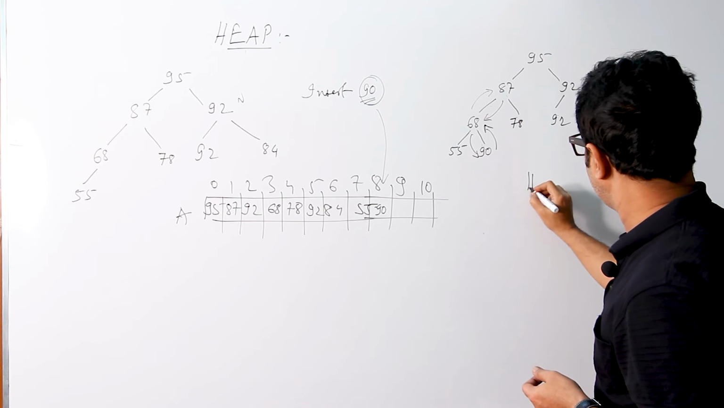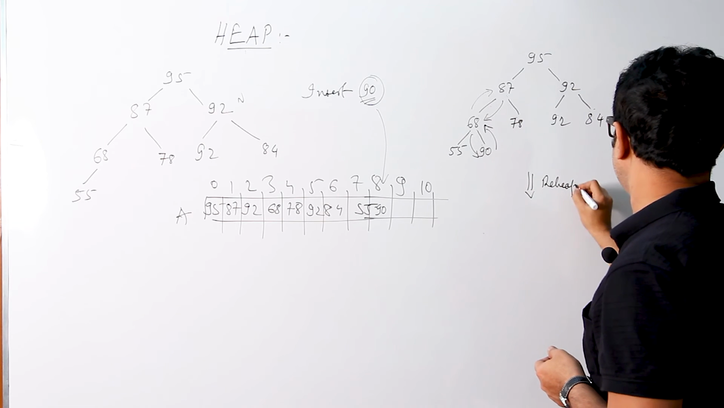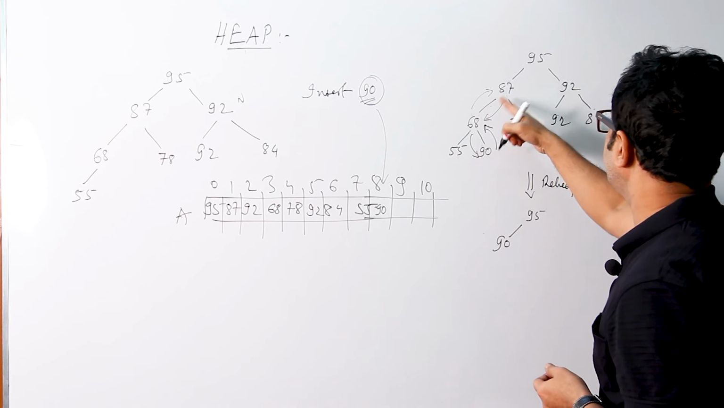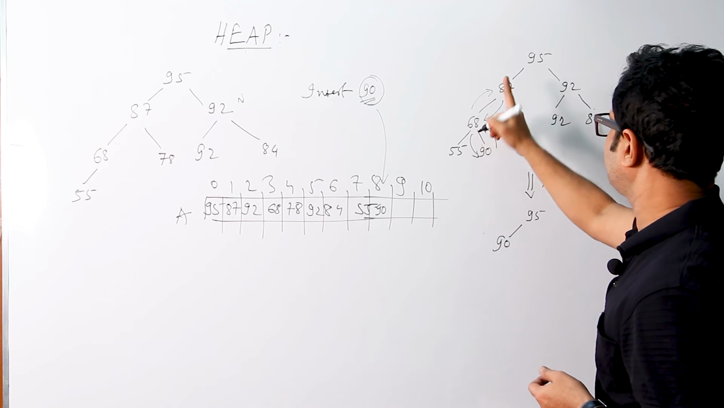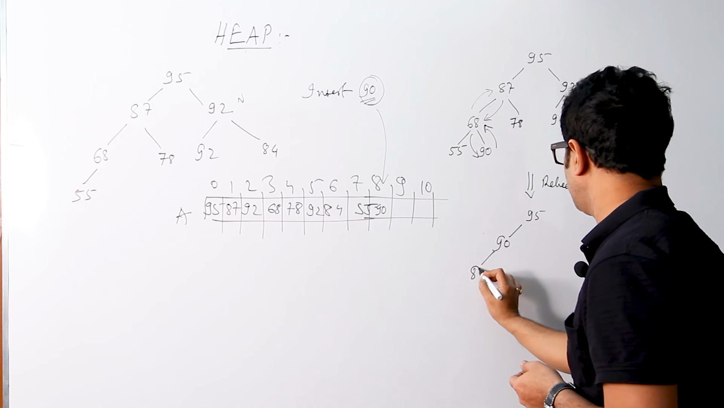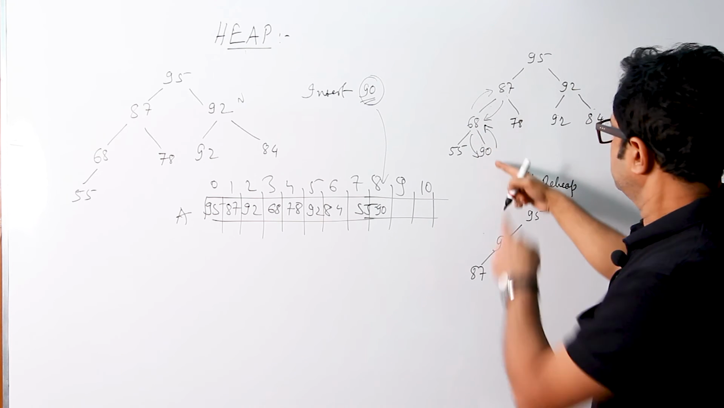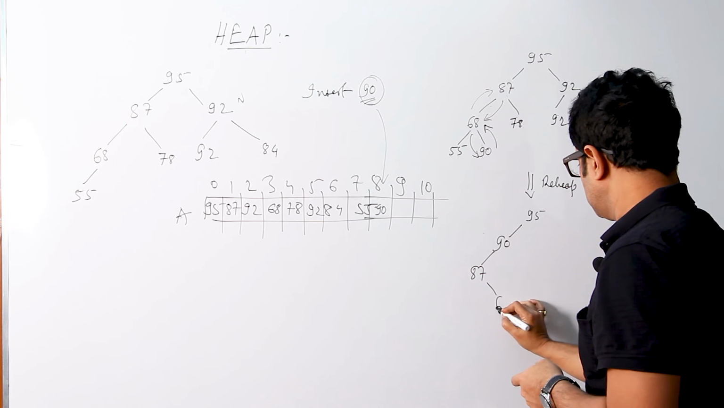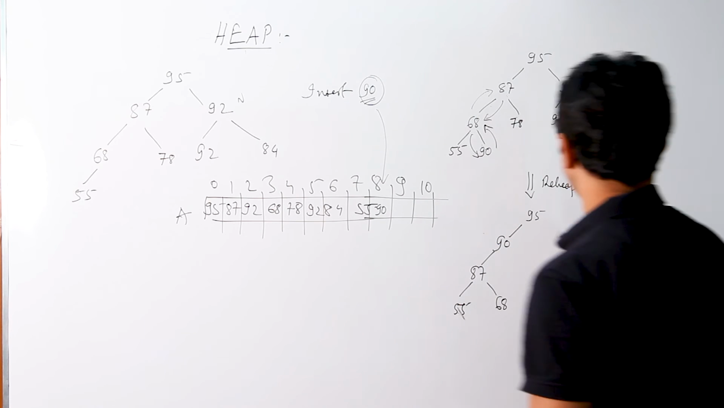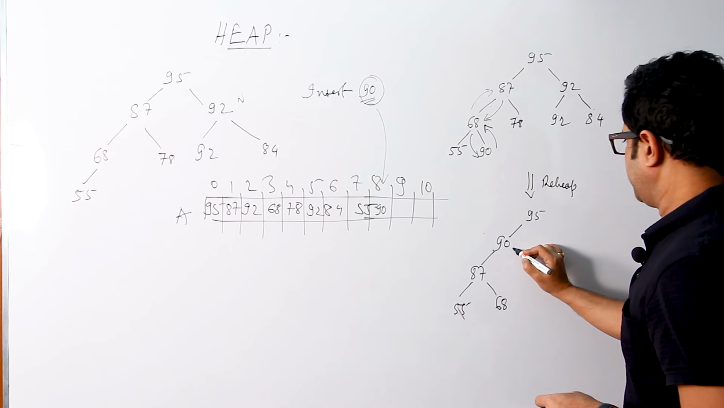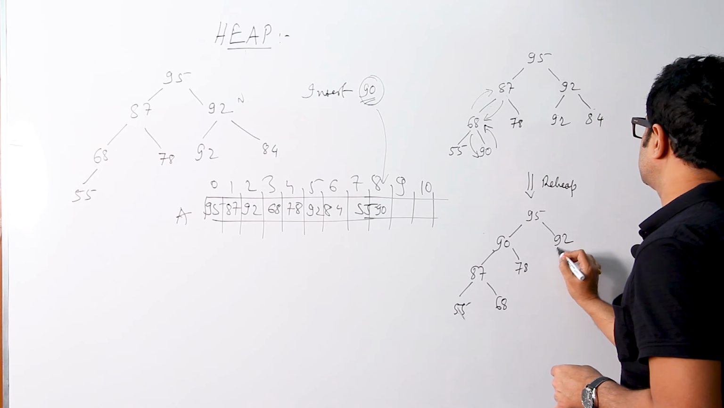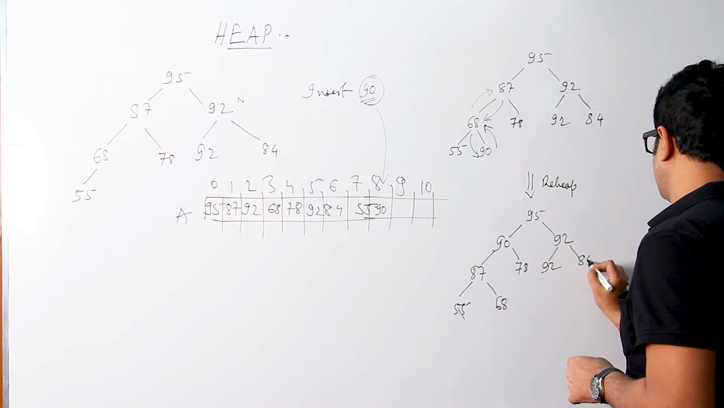So if we just reheap, we will see what happens. 95 remains over here, 90 comes over here, like the way I have described. 87 will go over here, 68 comes over here, 55 remains over here, and this portion 78 will be over here, 92 will remain as it is, 84 will remain as it is.